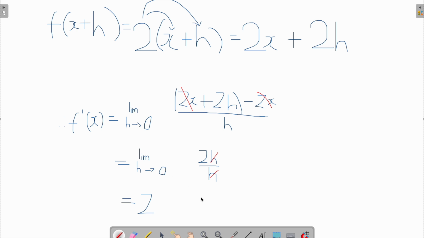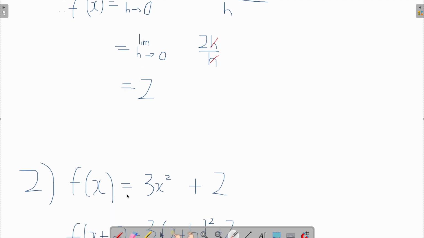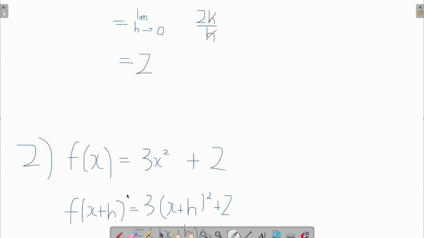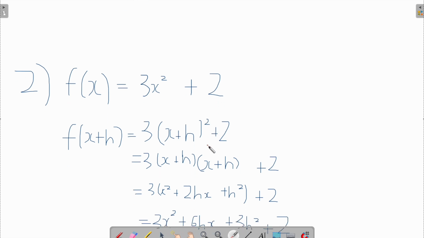All right, we'll go on to a little bit more complicated, but not too much more complicated example. f of x equals 3x squared plus 2. You may be thinking, wow, what are we going to do with the x plus h here? Simply, once again, we're just going to be putting in the x plus h into the x, but noting we keep the squared on the outside. What this will require us to do is multiply this with itself.